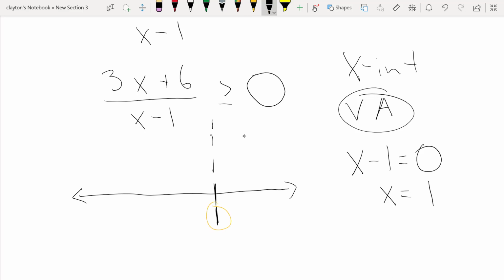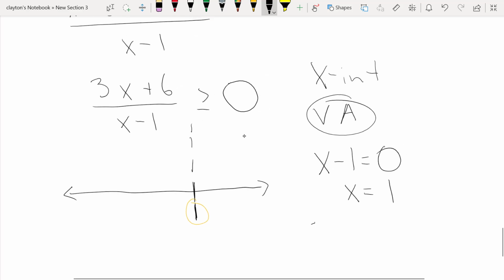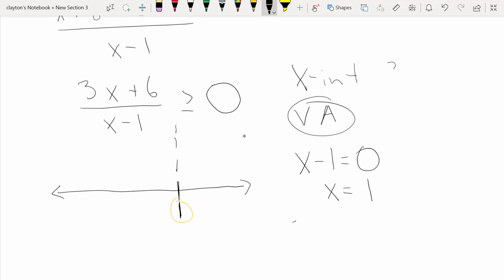Okay. Now x-intercepts, all we do is we're going to take the numerator. Let's write this over here. We're going to take the numerator, and we're going to set this equal to 0. Now if we move over the 6, and we divide by 3, we're going to get -2. I'm going to put a hard, solid line here.